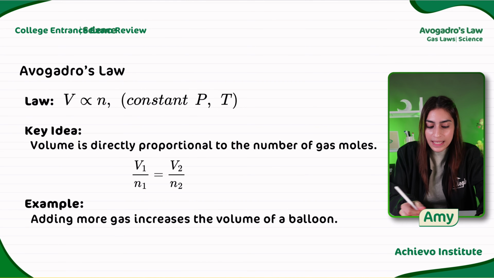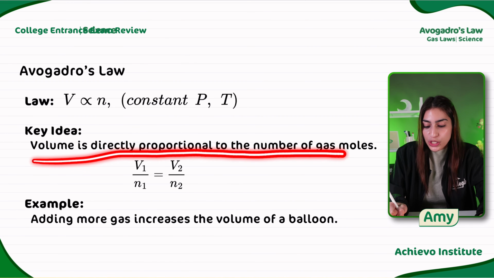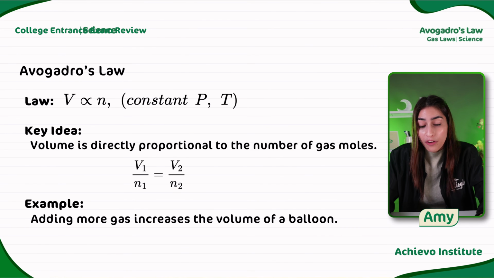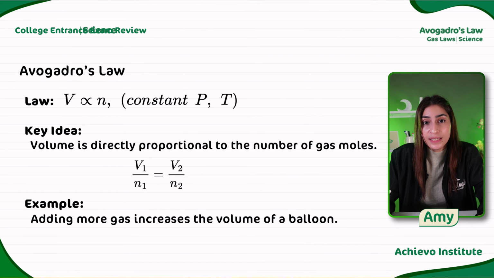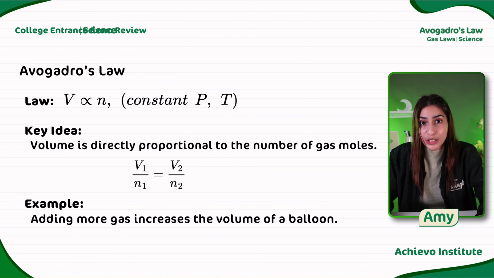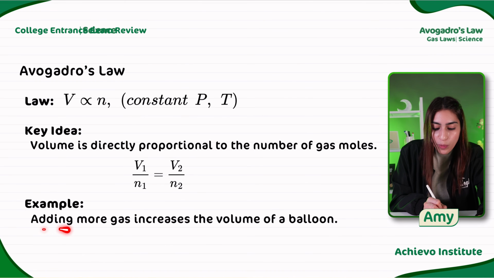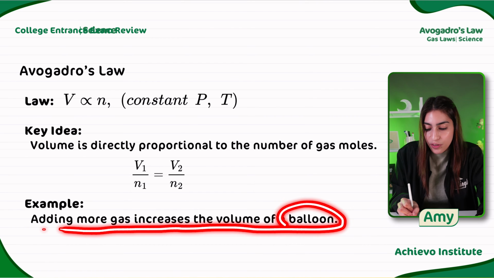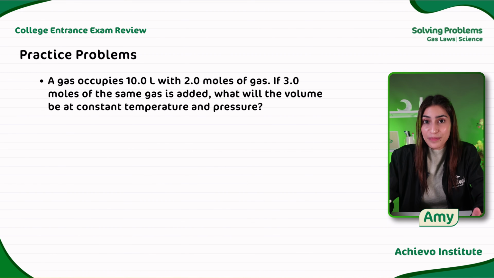Avogadro's law states that volume is directly proportional to the number of gas moles, meaning the more gas moles, or the more particles of gas present in an environment, the higher the volume of that environment is, considering that our pressure and temperature remain constant. For example, when we add more gas, it increases the volume of a balloon. Let's take a practice problem.